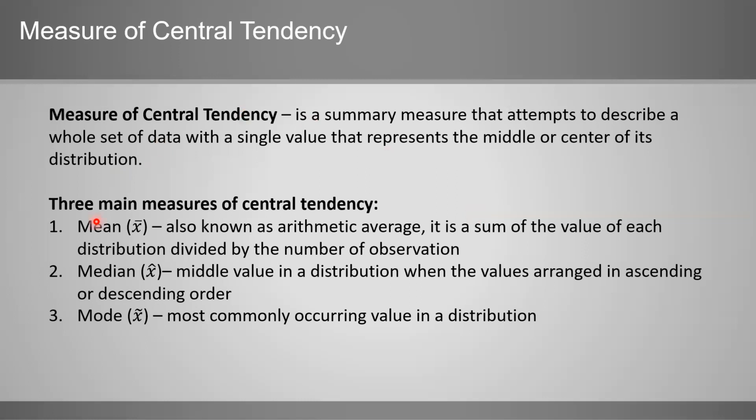The second one is the median. So the median is the middle point of the distribution. But first, you have to arrange our data from descending to ascending or ascending to descending order. Okay? While mode is the most commonly occurring value in a distribution.